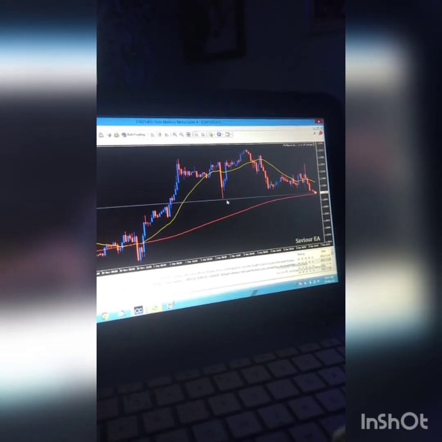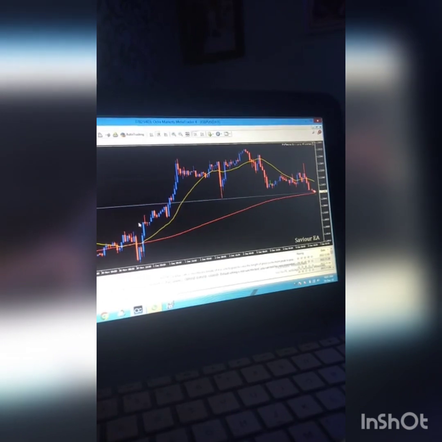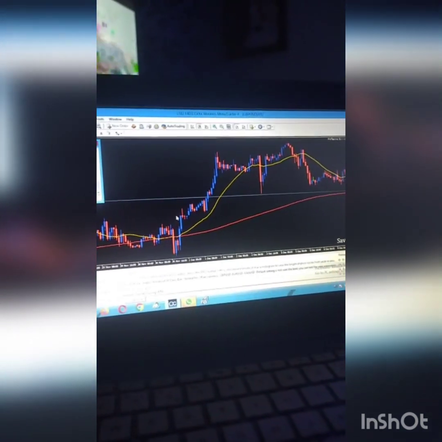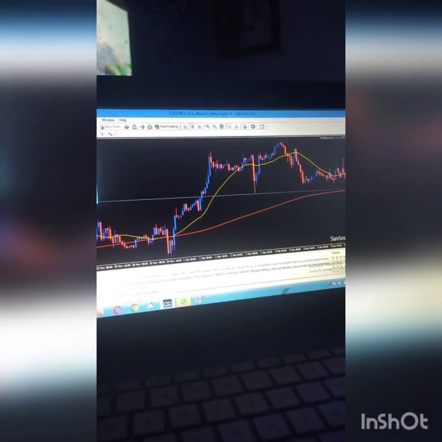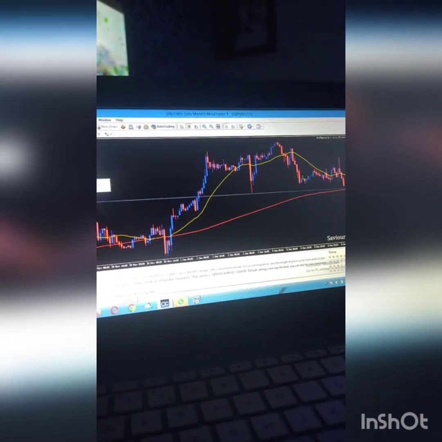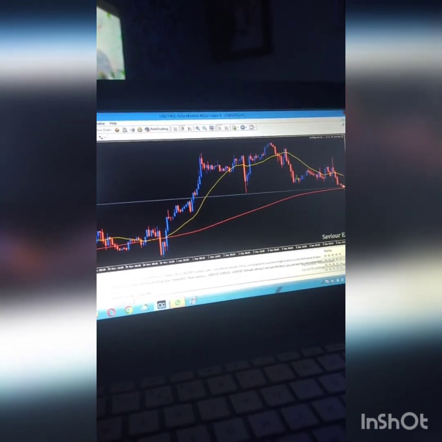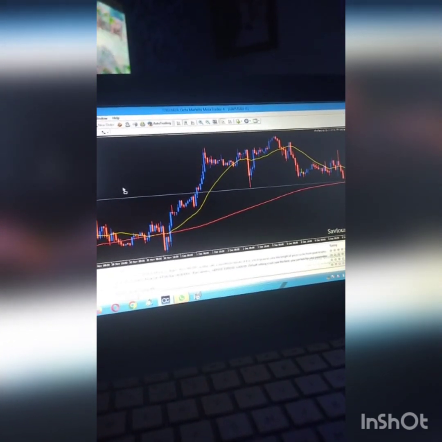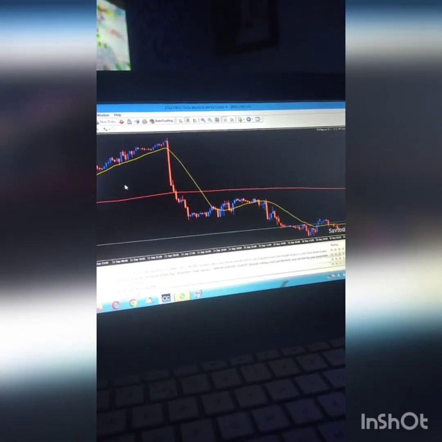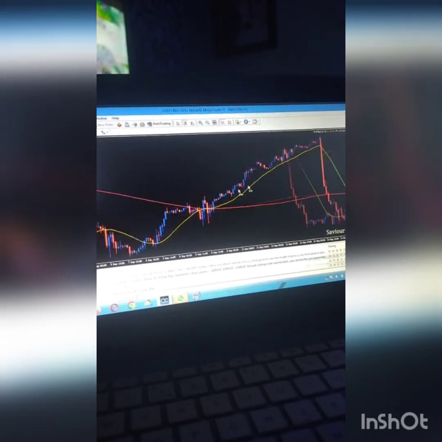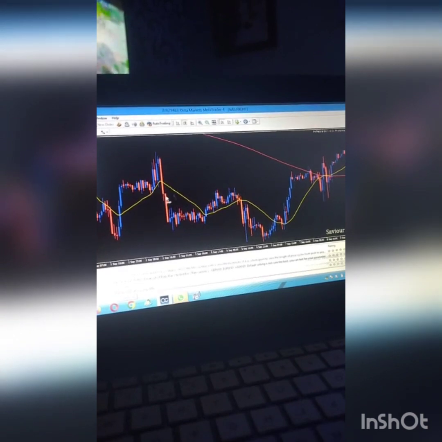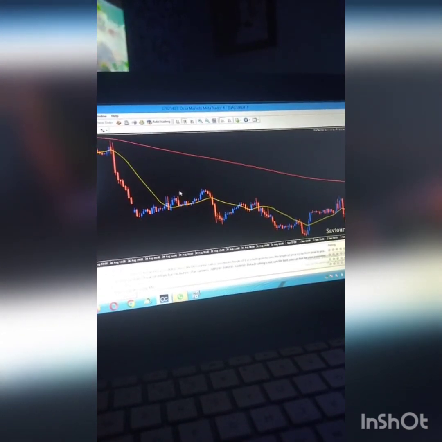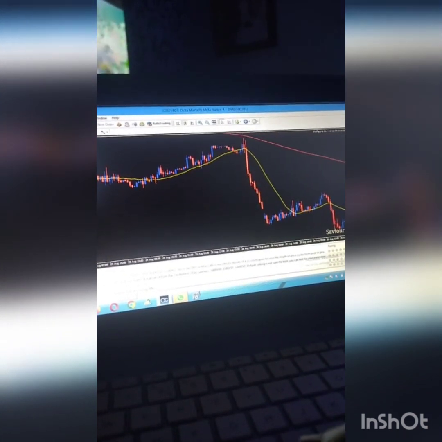I actually wanted to use my screen recorder, but I couldn't use it. So what trade is this? Let's just go and use Nasdaq and see how it works on Nasdaq. Okay, let's go back. Let's go further. Okay, one more. All right.